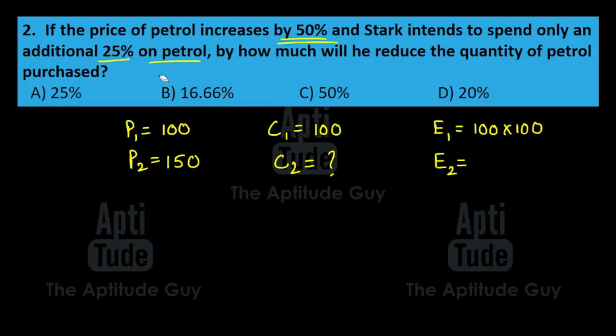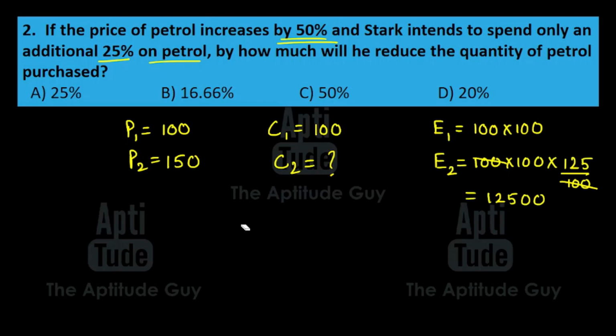But for the sake of the question, let us solve it. An additional 25% on petrol. So initial expenditure was 100 into 100, and then this increases by 25%. When something increases by 25%, it becomes 125%. So now what happens? 100 and 100 gets cancelled. We have 12500. That is the new expenditure, 12,500.